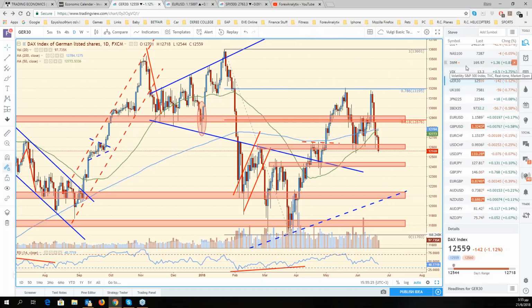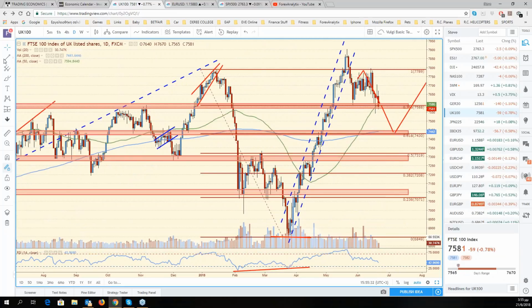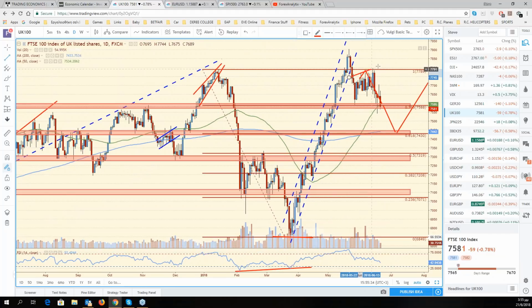I need to remind you that when I shorted the FTSE, I said very clearly that this looked to me like a pennant, so at least one more leg down was missing. We've already fulfilled this, and we're already testing the first area of support. If we break below here, and if we see some further pound strength coming through the market, that's definitely going to help the FTSE deflate somewhat.